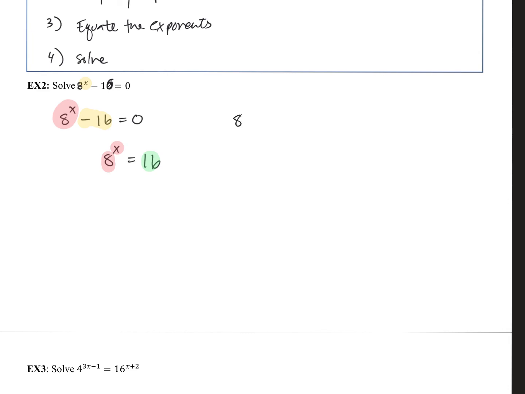I'm going to play around with 8 and play around with 16. 8 is 2 times 2 times 2, right? So 8 is 2 cubed, because there are 3 2's. So 8 would be 2 to the third power, and we still have the x equal to. Now what is 16? 16 is 2 times 8, and then 8 is 2 times 2 times 2, which we already saw. So 16 is the same as 2 to the fourth power. So let's rewrite 16 as 2 to the fourth.